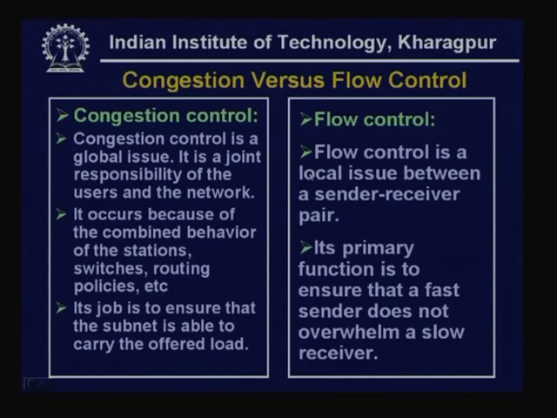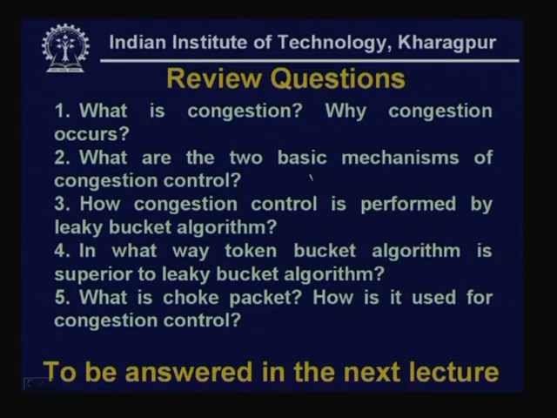So we have discussed the differences between congestion control and flow control. Now it is time to give you the review questions on this lecture. First question is, what is congestion? Why does congestion occur? Second question is, what are the two basic mechanisms of congestion control? Third question is, how is congestion control performed by the leaky bucket algorithm? Fourth question is, in what way is the token bucket algorithm superior to the leaky bucket algorithm? Fifth question is, what is a choke packet? How is it used for congestion control?